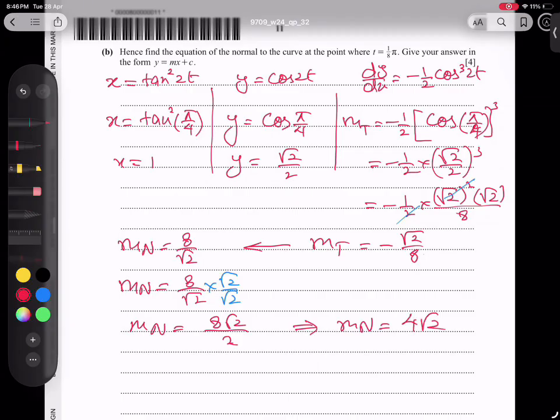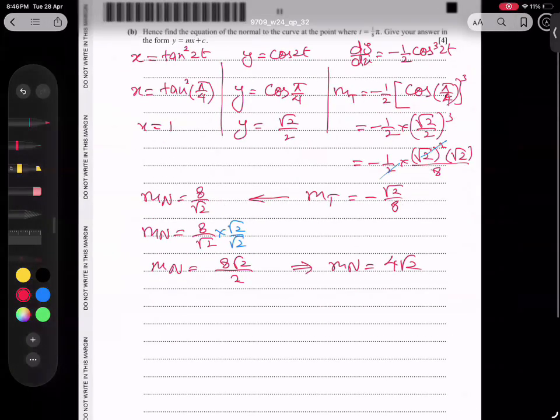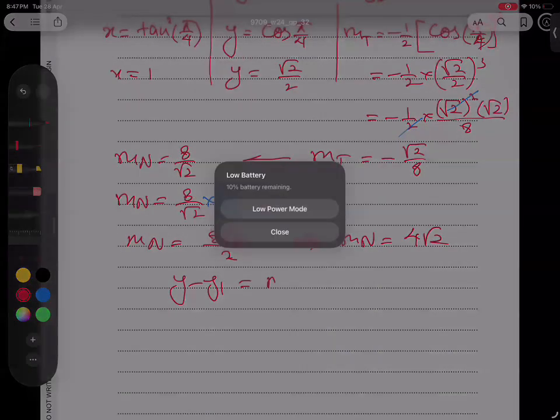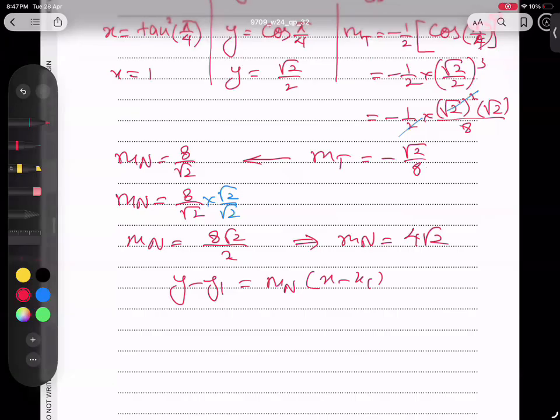Now, students, we can plug into the formula, and the formula is: y minus y1 equals m normal, the gradient of the normal, times x minus x1. So I'm going to replace all values in the formula. Let's start. y1 is root 2 over 2, so I'm writing here root 2 over 2. The gradient is 4 root 2, and x1 is 1. So I think this part is clear.